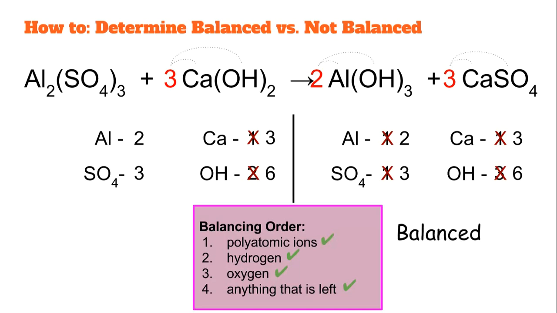So when balancing, you can only use coefficients. A coefficient will multiply through the entire compound, and there's a specific order you have to follow. Polyatomics, then hydrogen, then oxygen, and then everything else that's left.